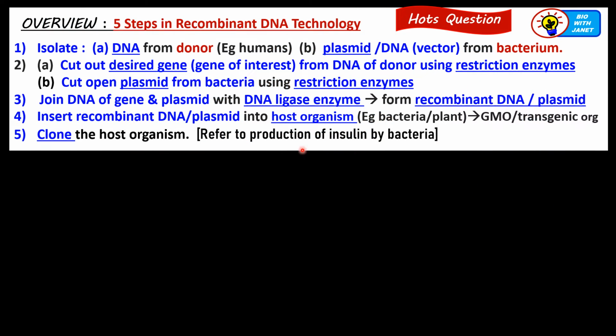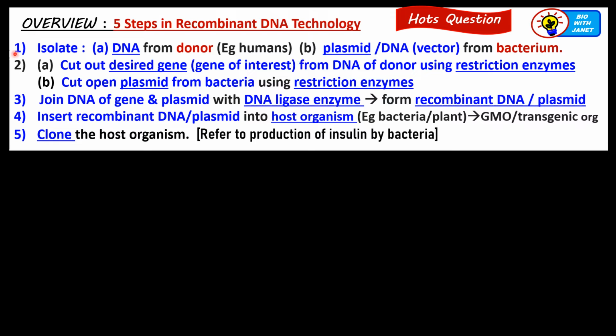So before we discuss the production of insulin by bacteria, let's look at the 5 basic steps that are used in recombinant DNA technology. So this is just one method of recombinant DNA technology. There are other ways that the recombinant DNA technology is used. In this method, a plasmid is involved to act as a vector. And the plasmid is a circular DNA from a bacterial cell or bacterium.